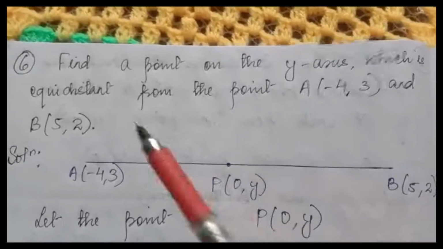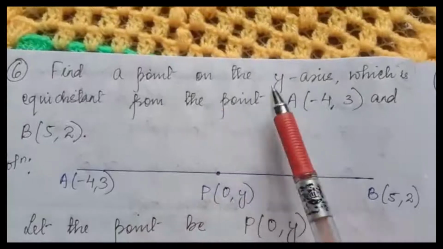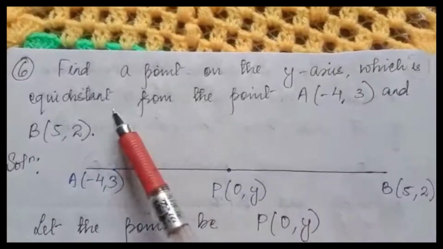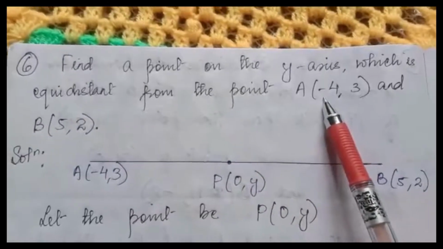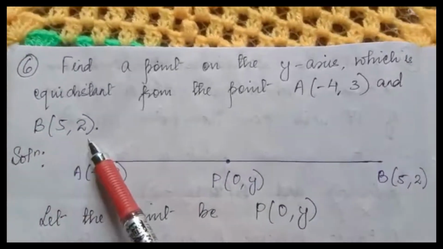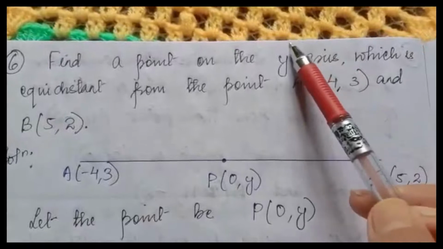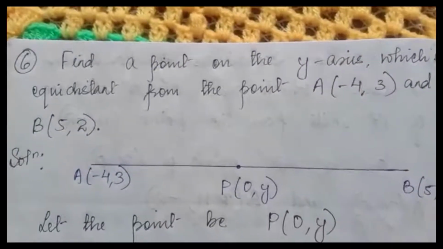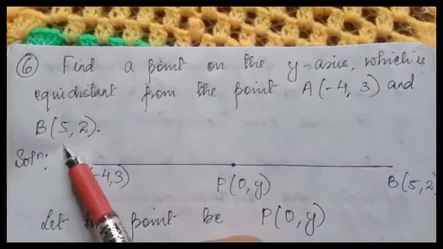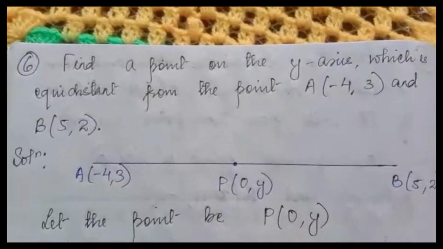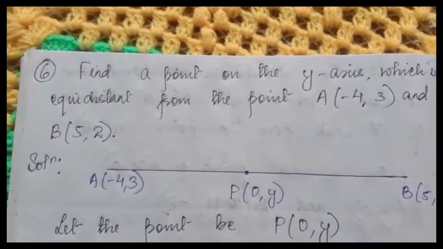Question number 6. Find a point on the y-axis which is equidistant from the points A(-4, 3) and B(5, 2). So you have to find the point which is on the y-axis, and that point is at equal distance from A as well as from B. That means that point is in the middle of A and B.